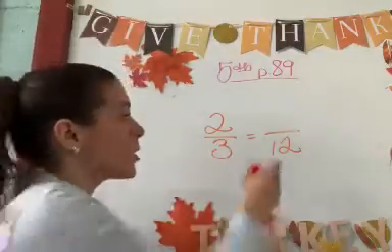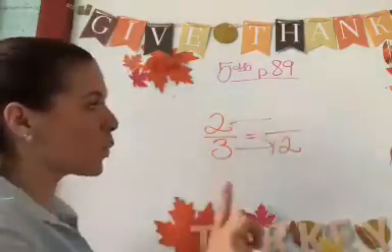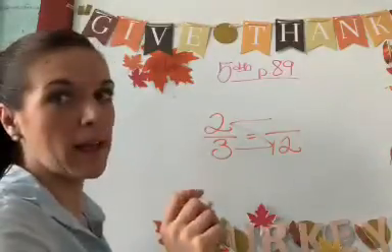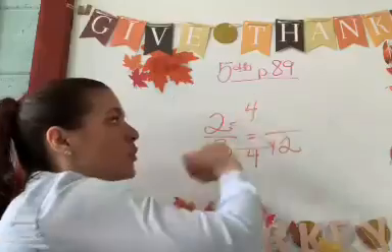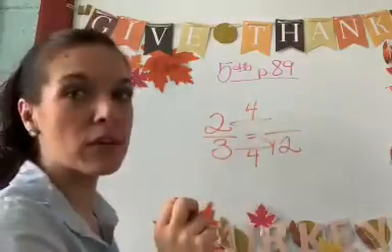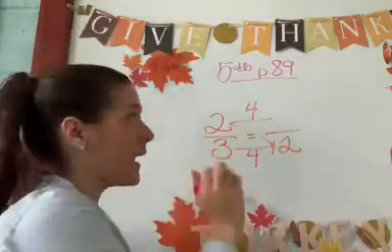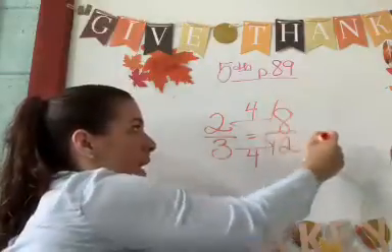Okay, here we go. Let's do it. Backwards Z. 3 times what equals 12? Emiliana? 4. So we put our 4 up here too. So what's our final answer, Safir? 8 over 12. Excellent, excellent, excellent.